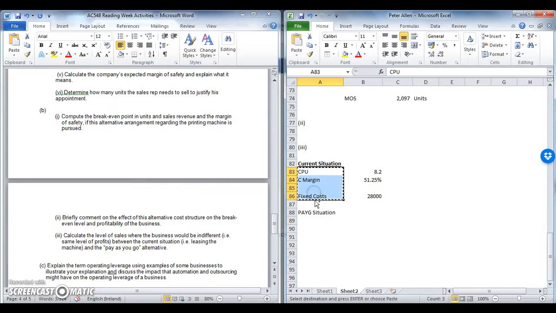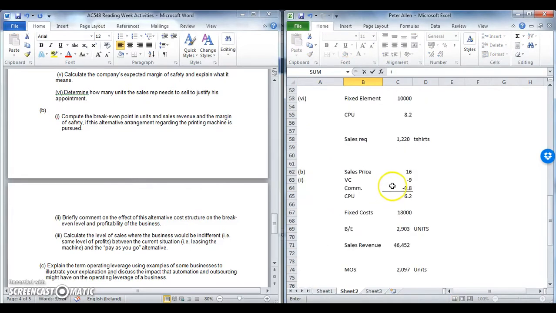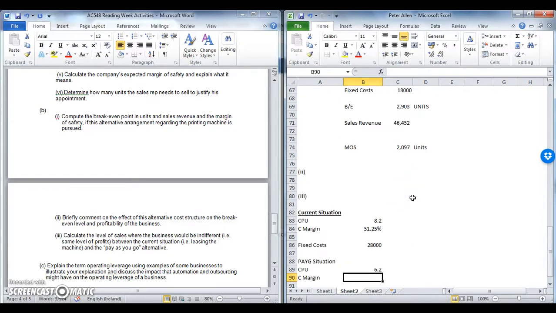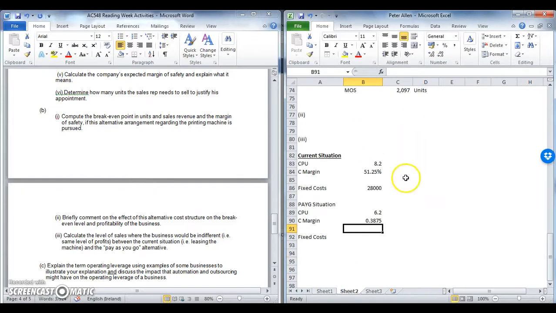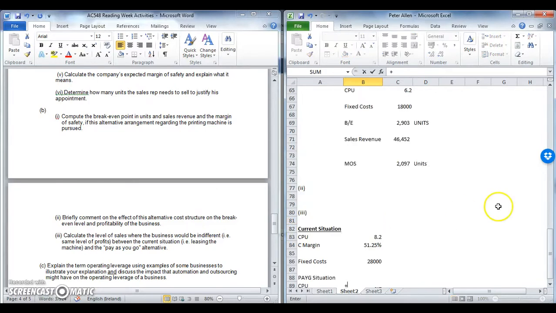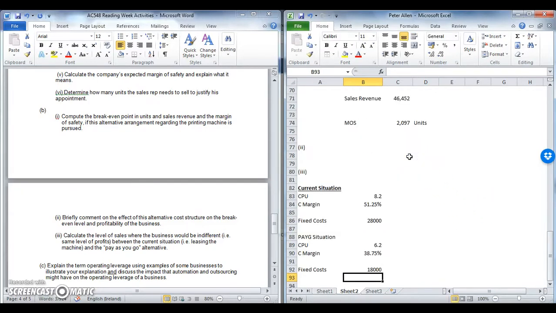And we'll do the exact same in terms of what is your contribution per unit. It has gone down to 6.2 because your variable costs are increased. Your contribution margin is 6.2 over 16, so 38.75%. So again, remember what we said before, it's a lower profitability at higher levels, but the fixed costs have also reduced, and they are now only 18,000.